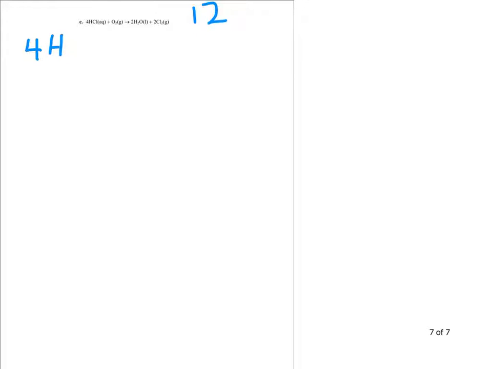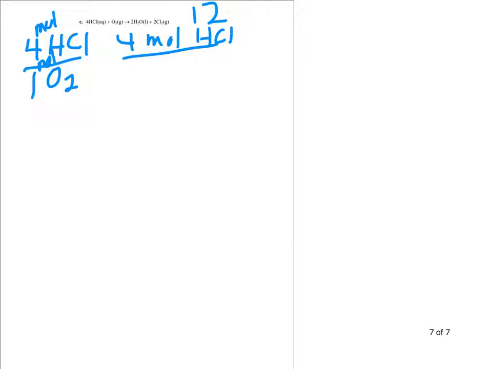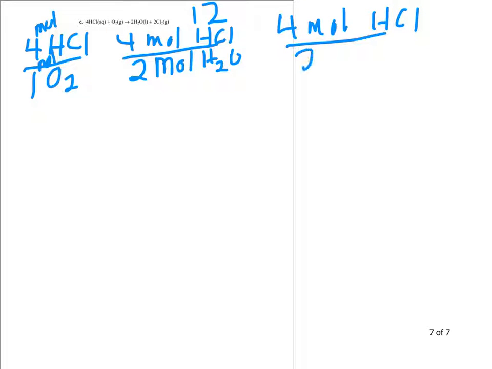4 HCl's over 1 O2. Forgot to write moles in there. Moles and moles. 4 moles of HCl over 2 moles of H2O, and 4 moles of HCl over 2 moles Cl2.